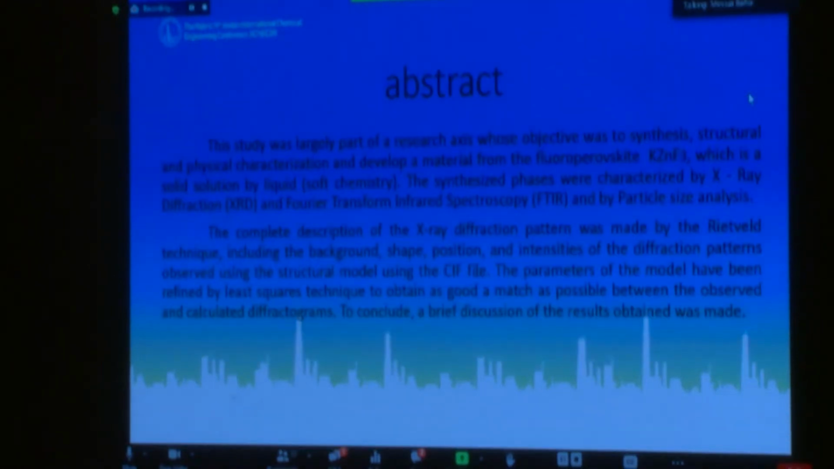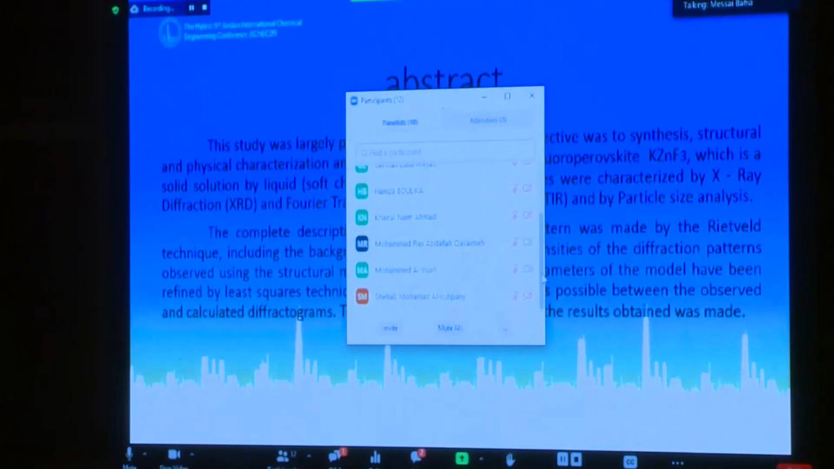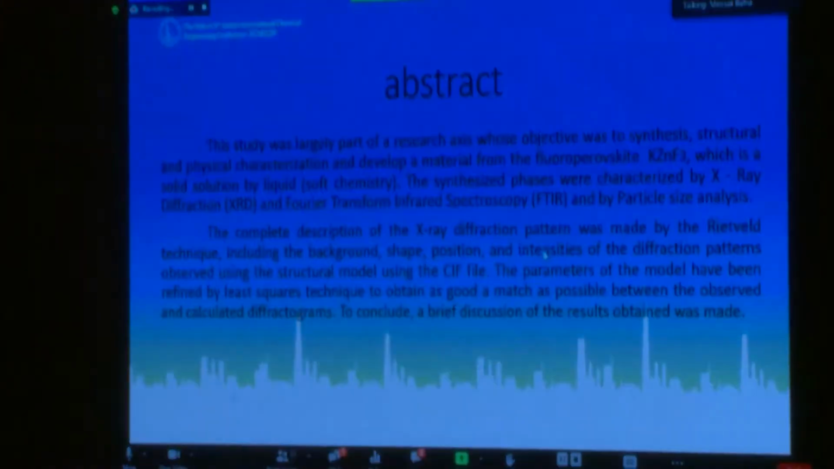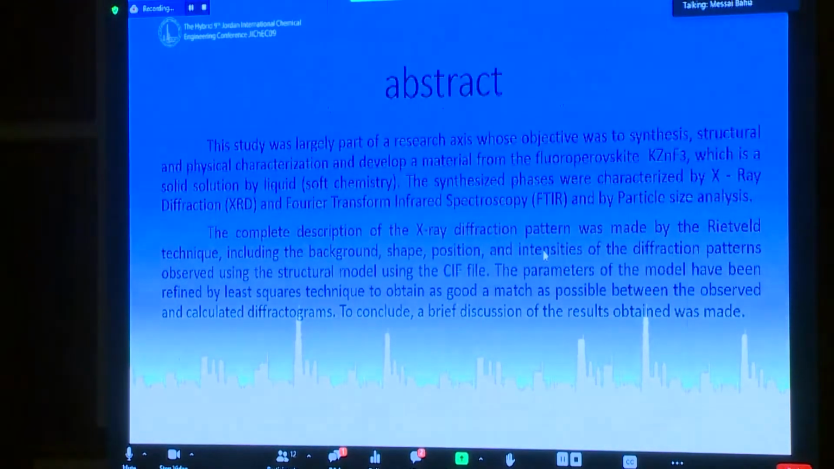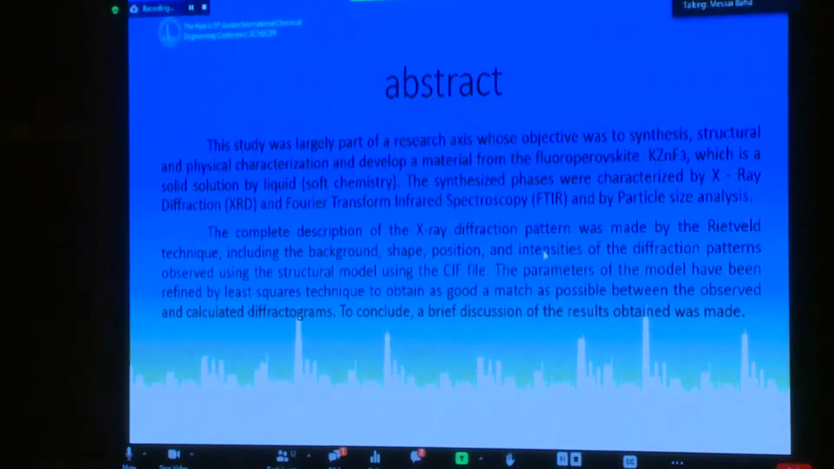Abstract. This study was part of a research axis whose objective was the synthesis, structural and physical characterization, and development of materials from fluoroperovskite KZnF3, which is a solid solution obtained by soft chemistry. The synthesized phases were characterized by XRD, FTIR, and particle size analysis, which is a kind of elementary characterization. There are a lot of other characterizations which need to be done.